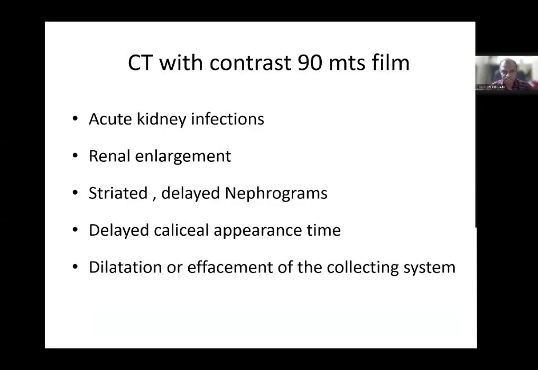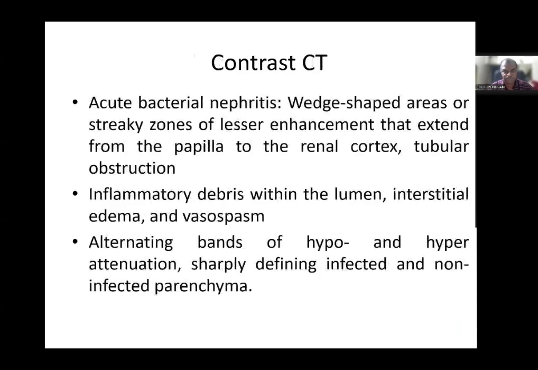And for an early diagnosis, contrast with a 90-minute film can be done, which shows renal enlargement. There is a striated or delayed appearance of nephrogram. There is delayed calyceal appearance time and dilatation and effacement of the calyceal system. This can be appreciated sometimes on CT. And if you wait further, there can be a wedge-shaped streaky zone of lesser enhancement that extends from the papilla to the cortex. So that is how it can be diagnosed.